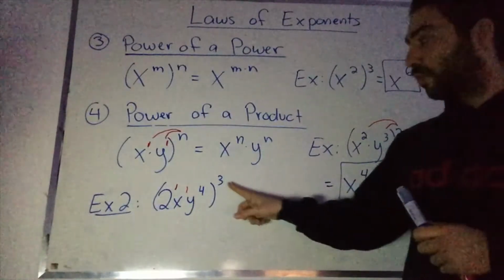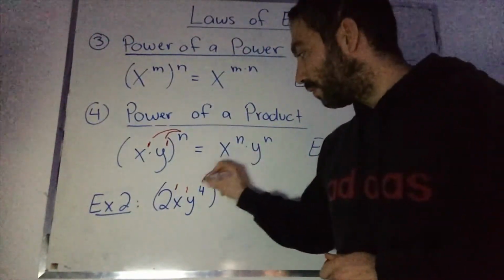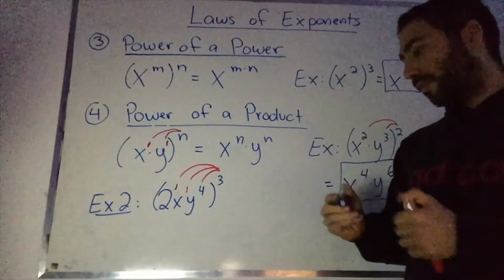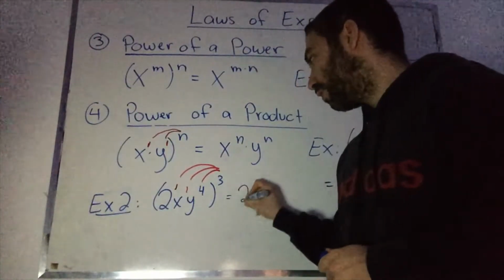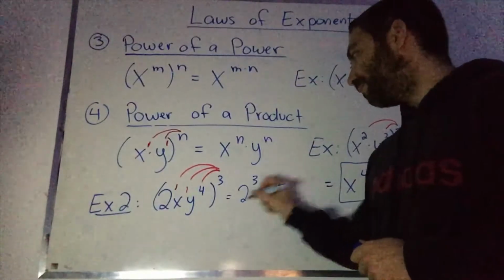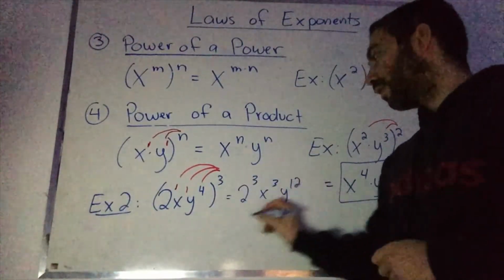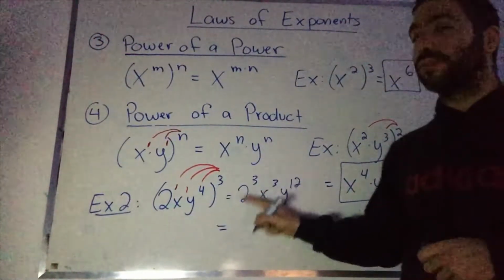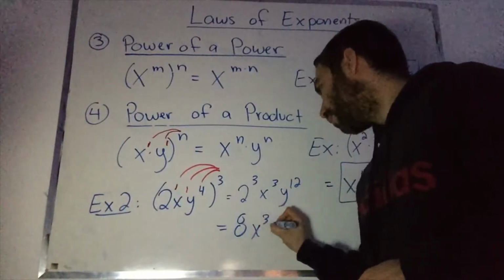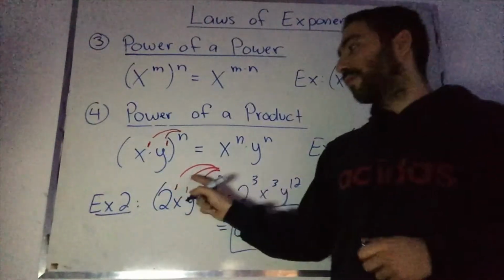And now what we do is we multiply the exponent here to all the other exponents. So you're going to multiply the 3 with the 4, the 3 with the 1, and the 3 with the 1. This gives us 2 to the exponent 3, x to the exponent 1 times 3 is 3, and y to the exponent 4 times 3 is 12. Okay, make sure to simplify. 2 to the 3, we could do this on the calculator. We get 8, x cubed, y to the 12, and this is the final answer. Very common mistake. Make sure not to fall for this.